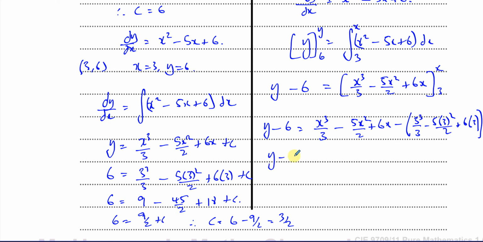So you have y minus 6 equals x cubed over 3 minus 5x squared over 2 plus 6x, and you'll end up with minus, that'll be 27 plus 18 minus 45 over 2. That's going to give you minus 3 over 2. Not minus 3 over 2, minus 9 over 2, sorry. That gives you minus 9 over 2, as we found earlier. Okay.